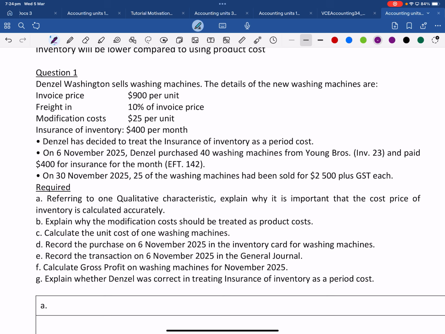Okay. What did I say? The definition for product cost: the costs for the product to come through, to bring them into condition or location ready for sale.